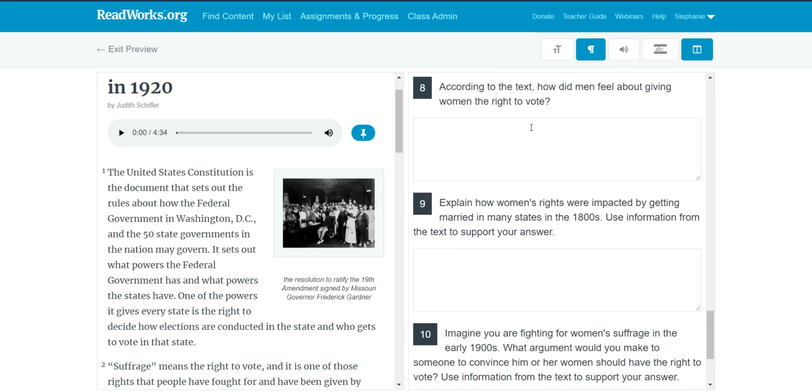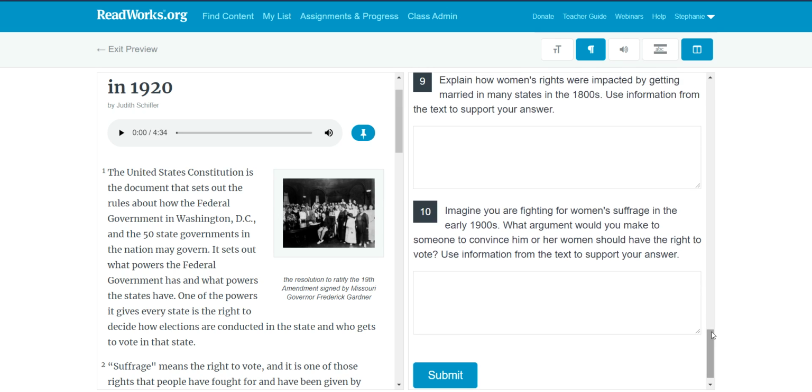Let's look at number 8. According to the text, how did men feel about giving women the right to vote? Man, this is such a beautiful question to use RACE: restate, answer, cite, explain. Please RACE to your answer, because that's going to be a wonderful thing.